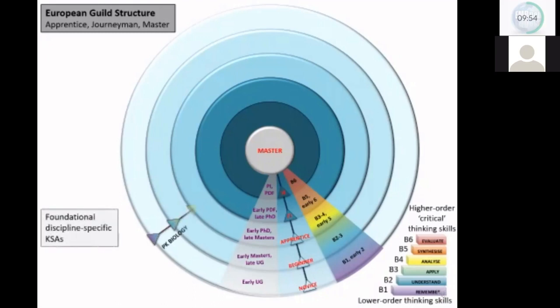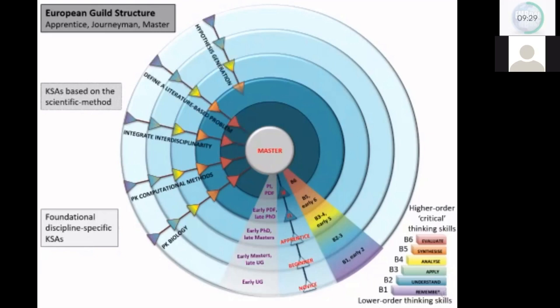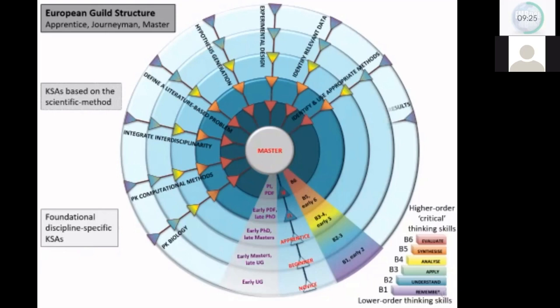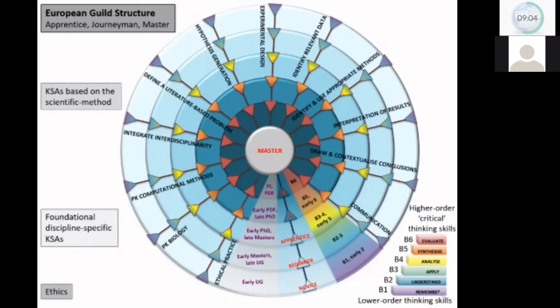And as shown earlier, the mastery rubric lists the KSAs a program is intended to deliver. And for bioinformatics, these are based on foundational discipline-specific KSAs. And here we have a prerequisite of biology and a prerequisite of computational methods. Then we have 9 further KSAs that are based on scientific method. These are more domain-unspecific KSAs, so independent of your domain of expertise, these are KSAs that should be following your trajectory. And then last but not least we have ethical practice.